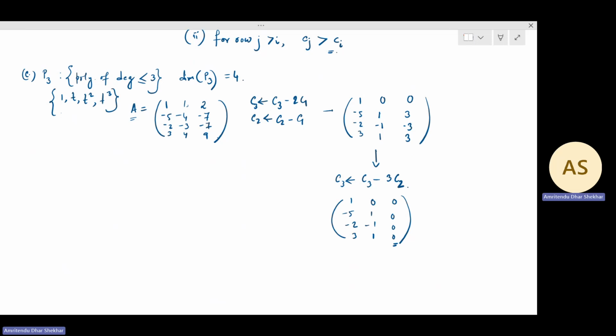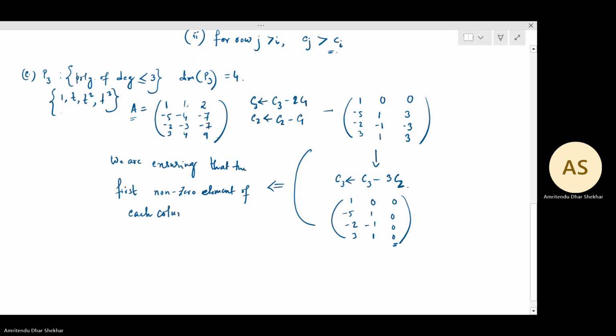So essentially, in this process, what we are doing, let me just write it over here, is that we are ensuring that the first non-zero element of each column occurs in a unique row. That's all we're doing here.